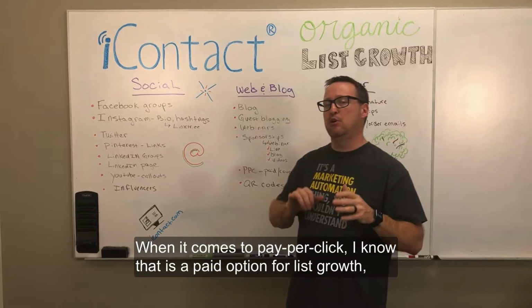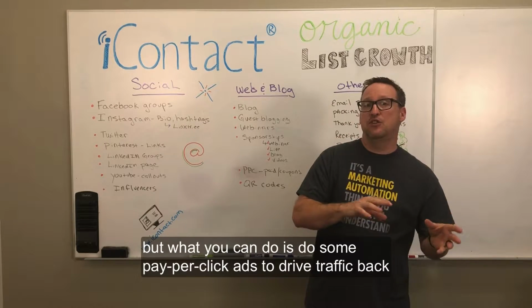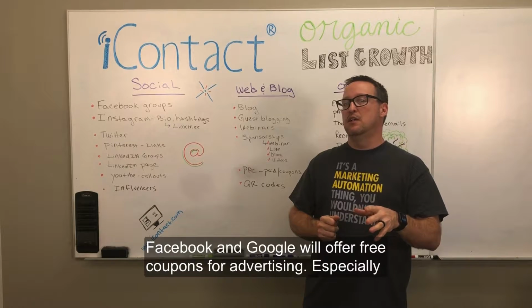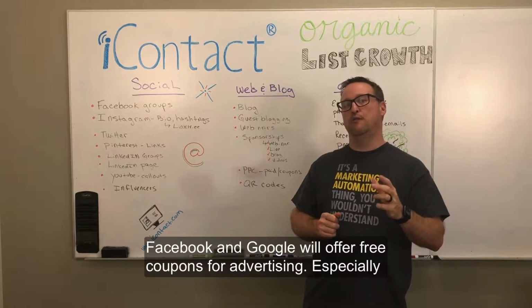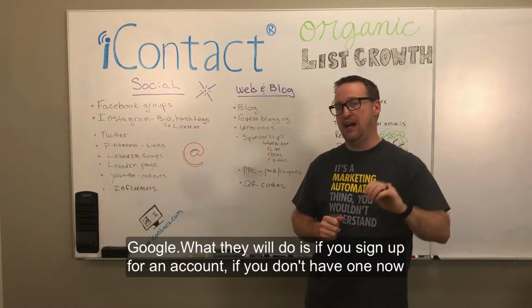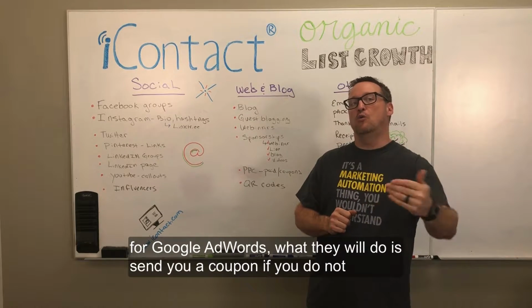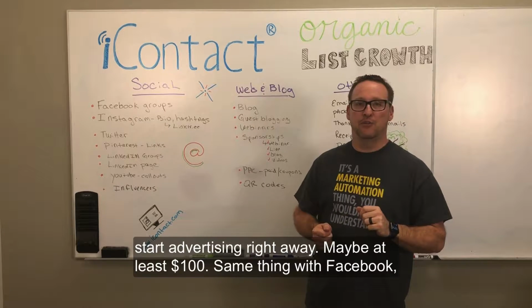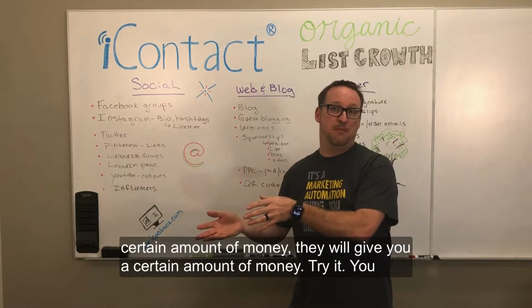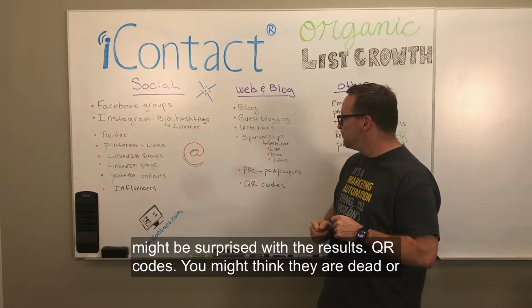When it comes to pay per click, I know that's a paid option for list growth. But what you could do is some pay-per-click ads to drive traffic back to your website to get signups for your newsletter. But every now and then, Facebook and Google will offer free coupons for advertising. Especially Google, what they'll do is if you sign up for an account, if you don't have one now, for Google AdWords, they'll send you a coupon if you don't start advertising right away, maybe at least $100. Same thing with Facebook. Every now and then they'll let you advertise for free, or if you spend a certain amount of money, they'll give you a certain amount of money. Try it. You might be surprised with the results.